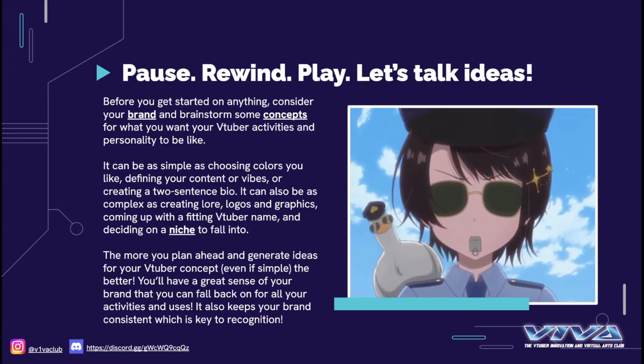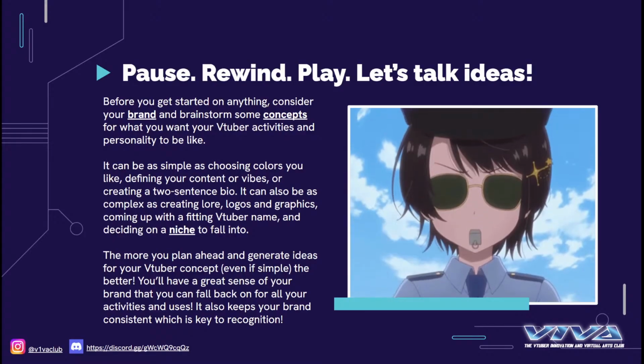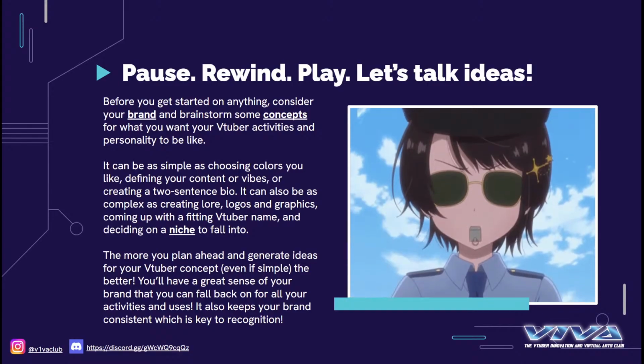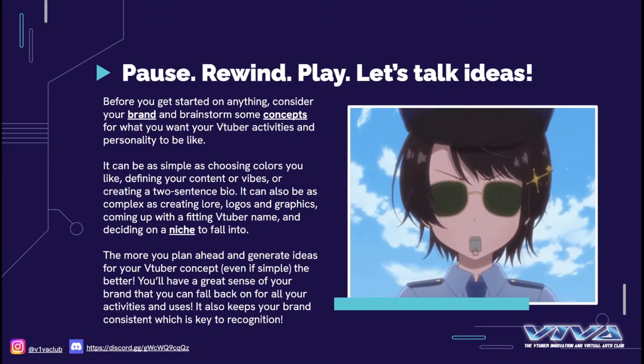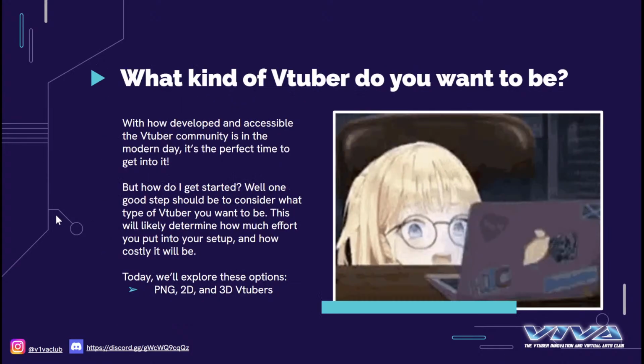This can be as simple as defining your vibe, essentially making a 2 sentence bio if you want, or if you want to go real deep into it, you can make some lore. You can draft out some logos and graphics, maybe even come up with a VTuber name if you want to, and look into a niche you want to fall into as well. Other than that though, there are some paths that you guys can take for VTubing, so let's take a look at some of that stuff.